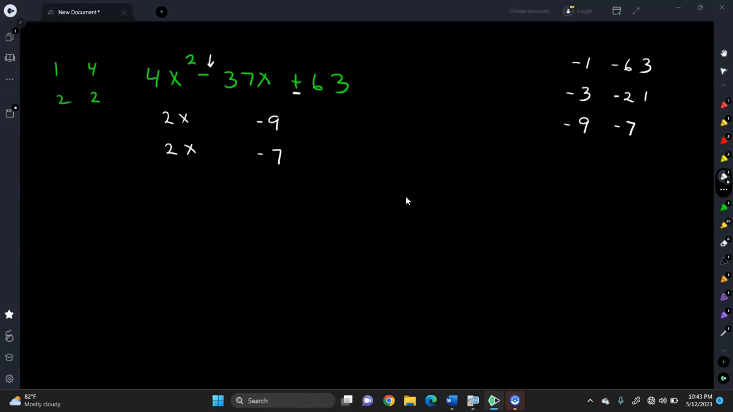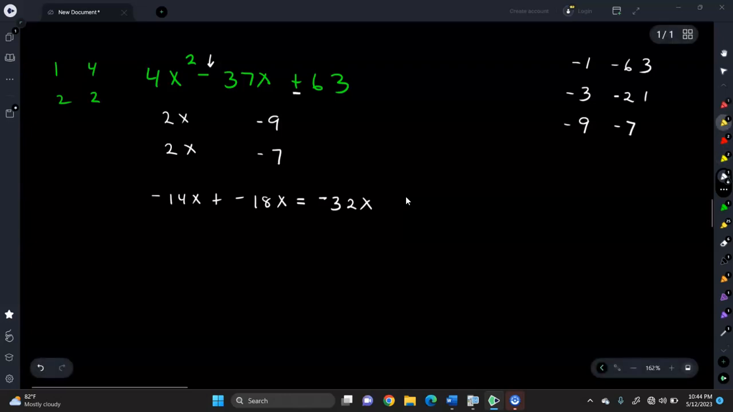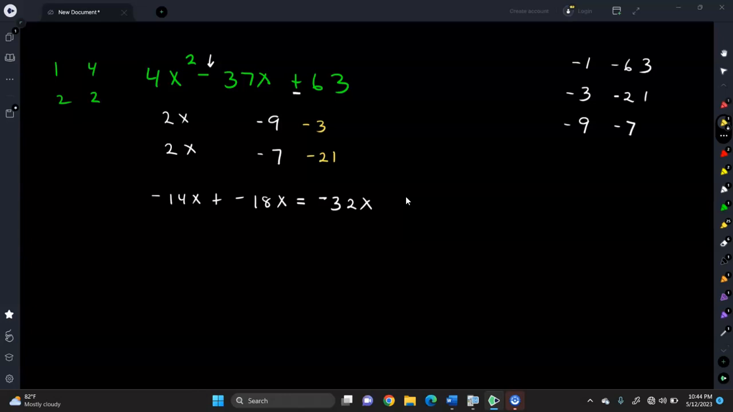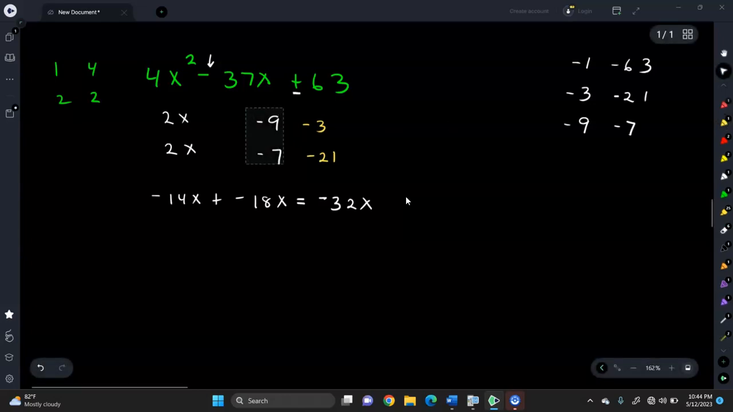Both negative. So when we cross multiply, we get negative 14x plus negative 18x. Does that add up to negative 37? No, it does not. It adds up to negative 32. So 9 and 7 don't work. Okay, so let's try the 3 and 21. Okay, I'm just going to move these out of the way.